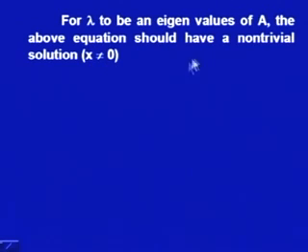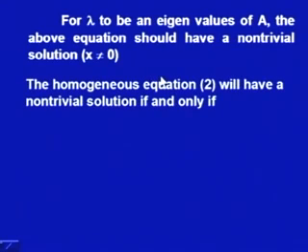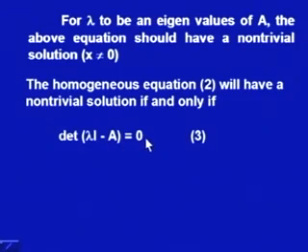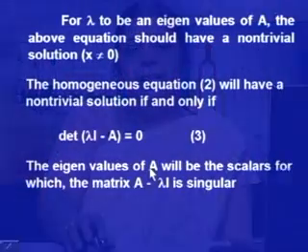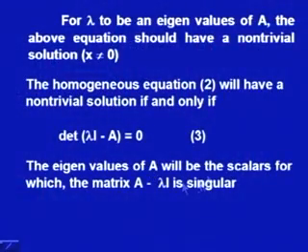So, lambda being an eigenvalue, we should have a non-trivial solution, which is possible only when the determinant of lambda I minus A is equal to 0. This is the result which we have discussed earlier. So, this homogeneous system will have a non-trivial solution under this condition. This gives me the scalars lambda which will satisfy this equation. So, the eigenvalues of A will be the scalars for which the matrix A minus lambda I is singular.